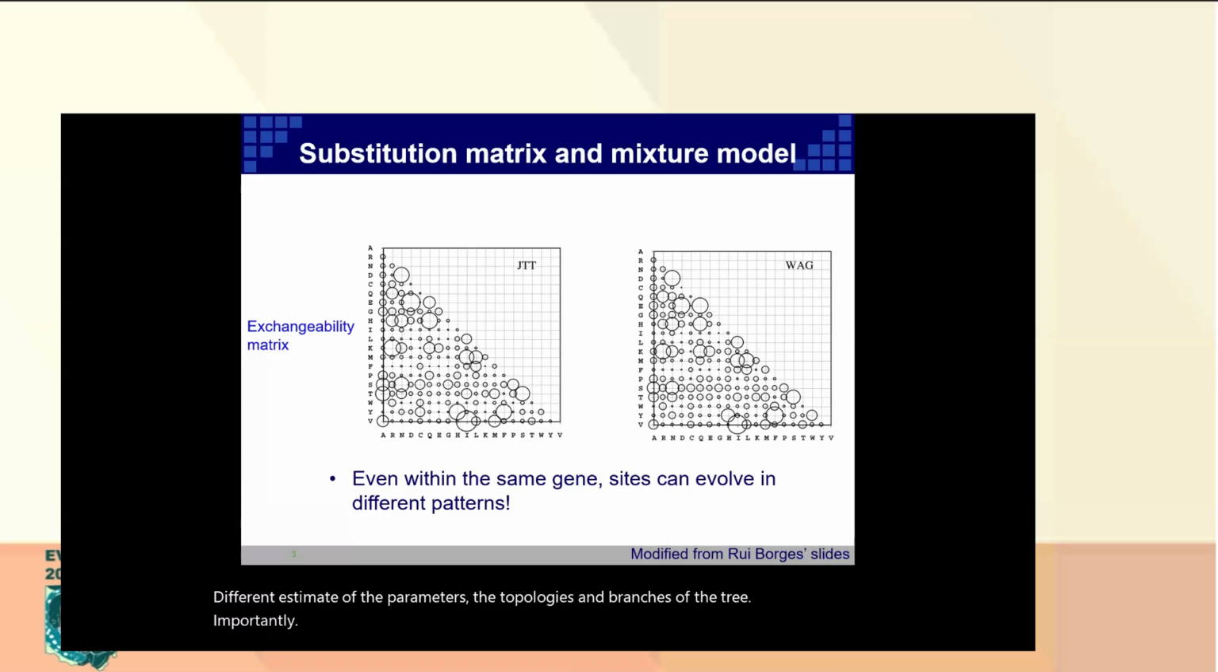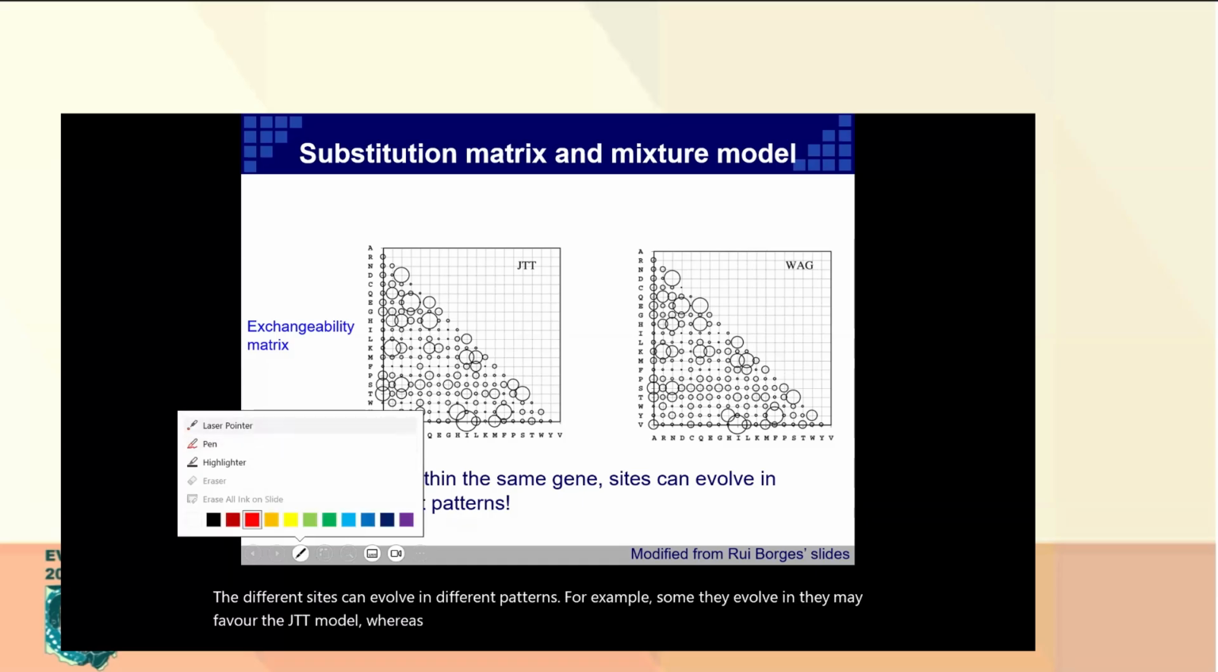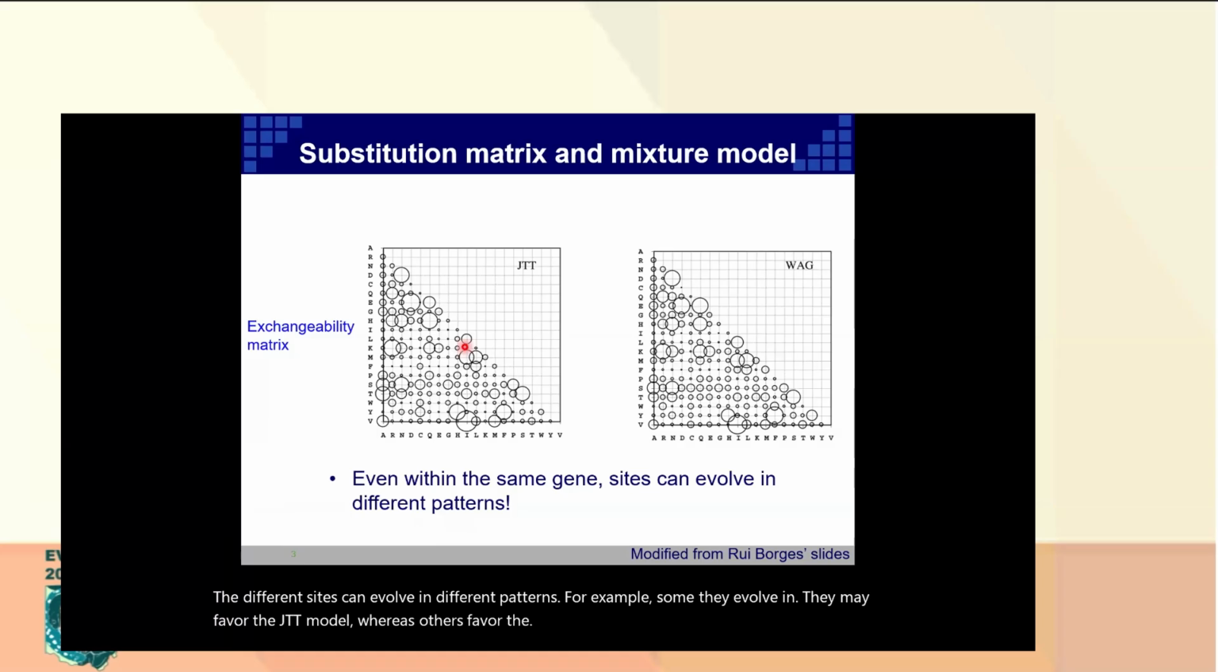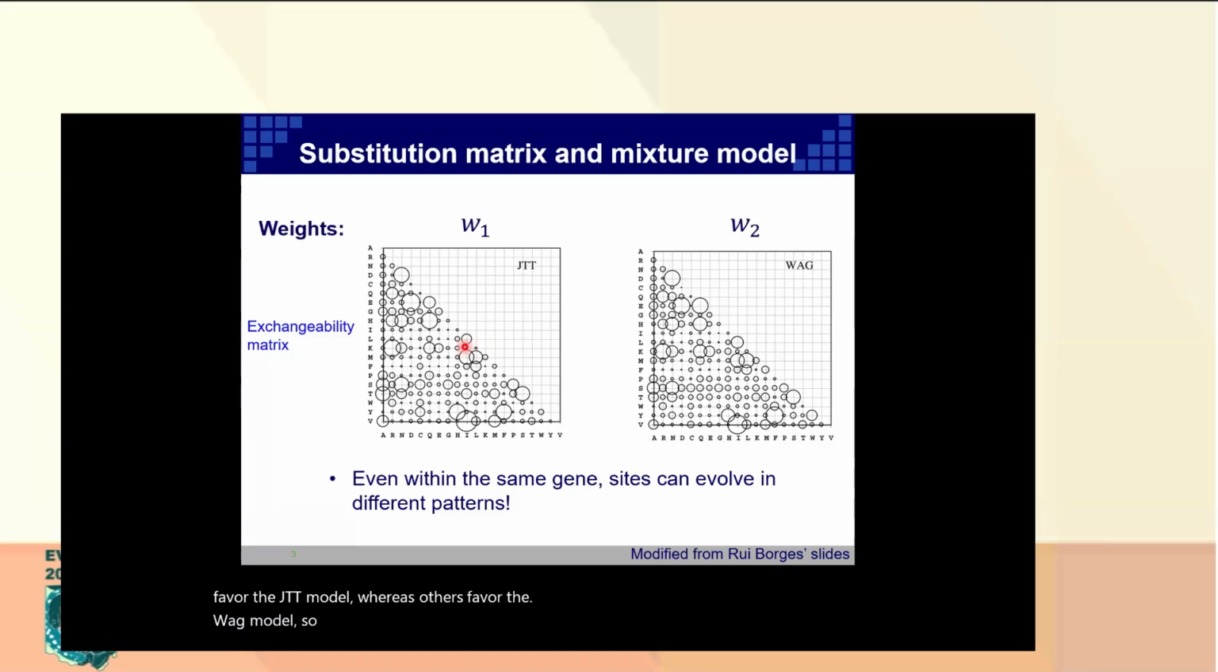Importantly, for deep time phylogenies, we know that evolutionary pattern becomes more complex. So even within the same gene, the different sites can evolve in different patterns. For example, some may favor the JTT model, whereas others favor the WAG model. So there's a very good way to specify this and account for this uncertainty, which is to assign them different weights. And this is considered as the mixture model.